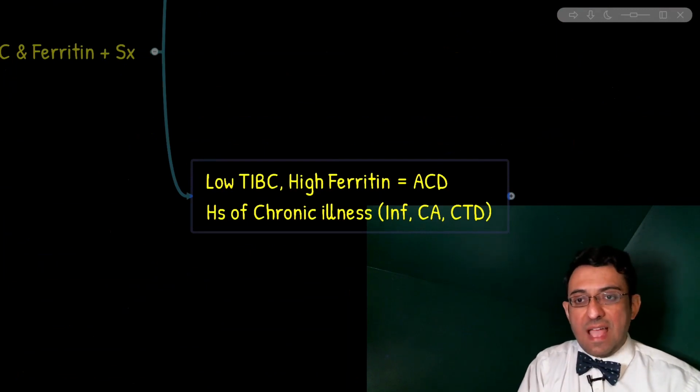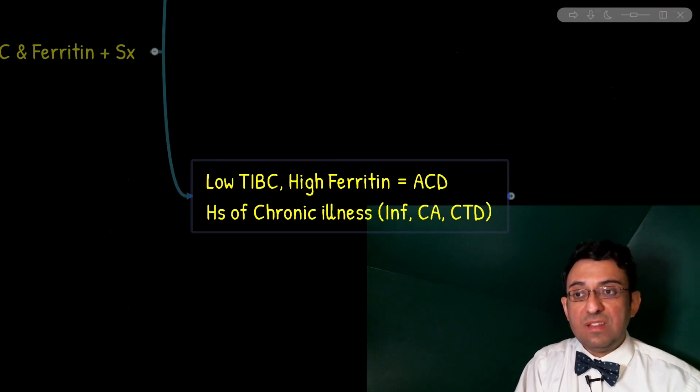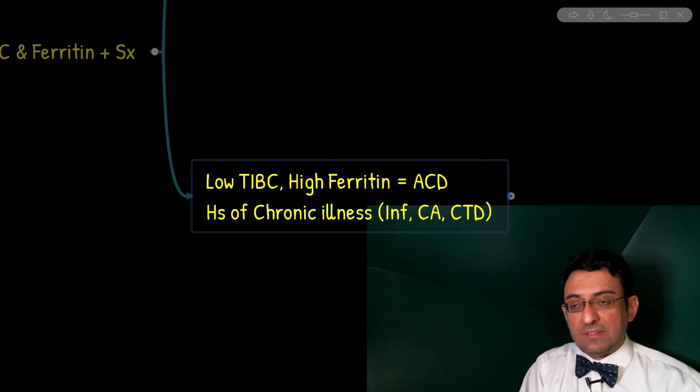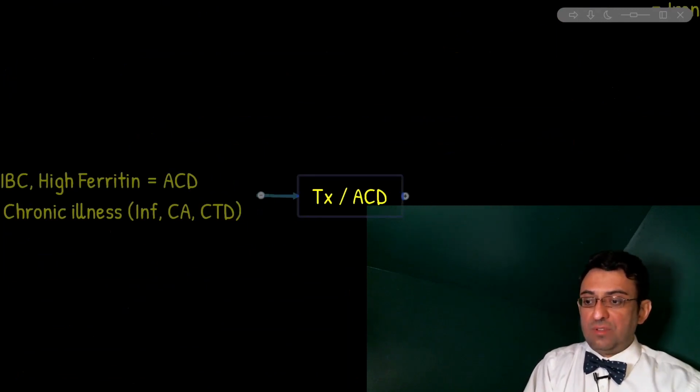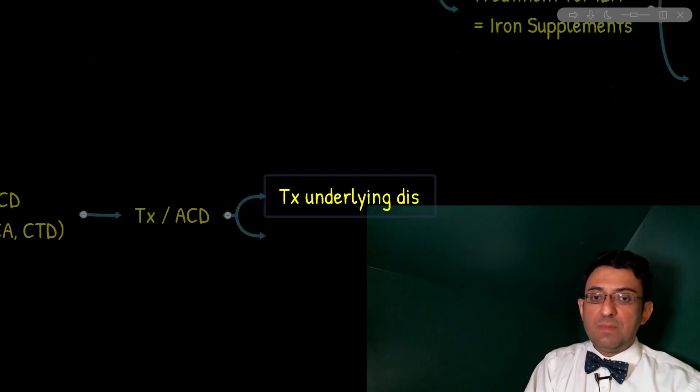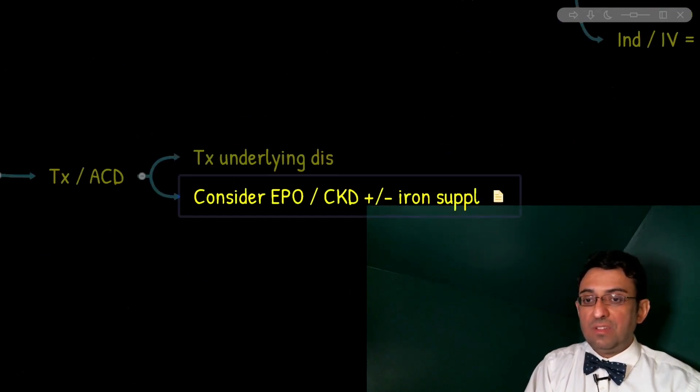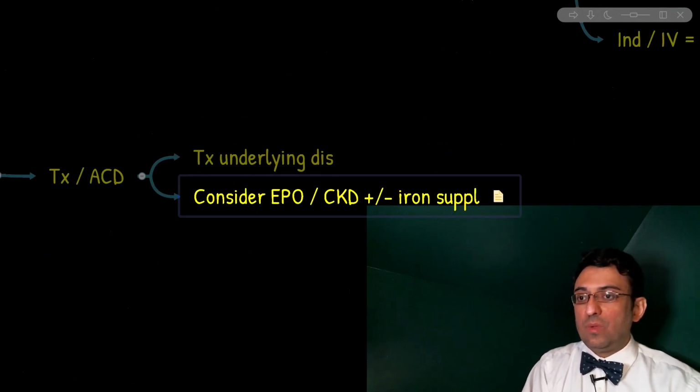A second thing that happens is chronic inflammation, especially in the form of chronic kidney disease, is associated with reduced erythropoietin. And that's the second arm of anemia that happens during inflammation and chronic disease. What's the treatment of anemia of chronic disease? Treatment mainly includes treating the underlying disease. In the case of chronic kidney disease, we consider erythropoietin supplementation.